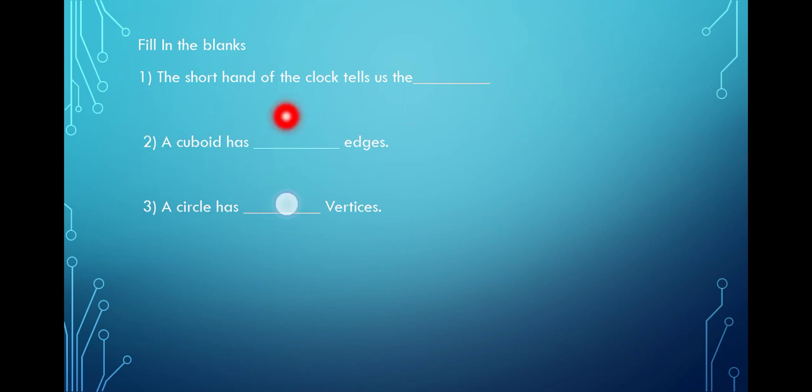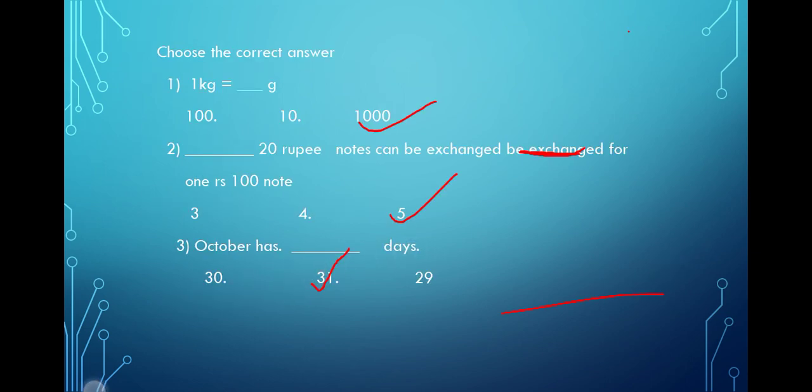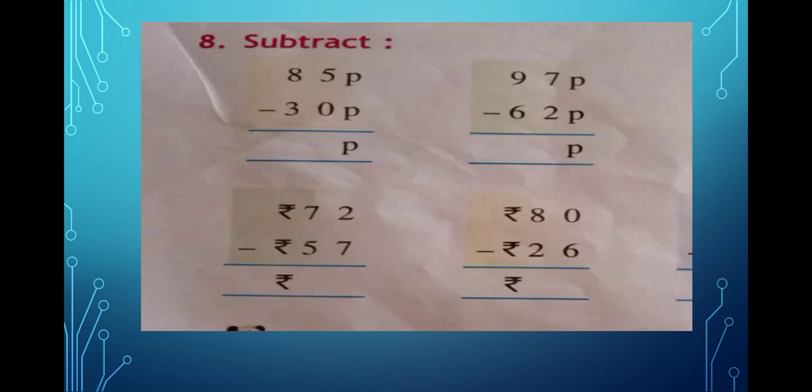This answer is 12. Okay, now the third one is: a circle has dash vertices. So a circle has no vertices. Okay, a circle has got no vertices, so the answer will be no. You can write either no or 0, both are correct. A circle has 0 vertices is also correct. If you write no vertices, that is also correct.